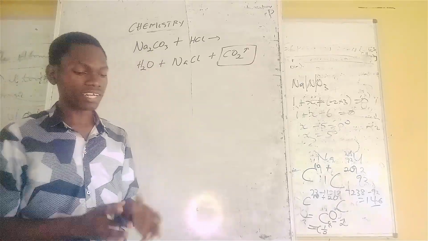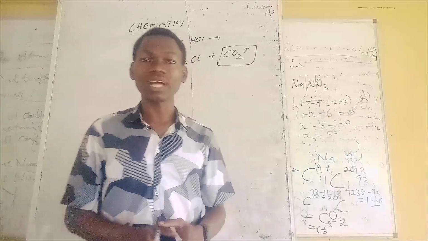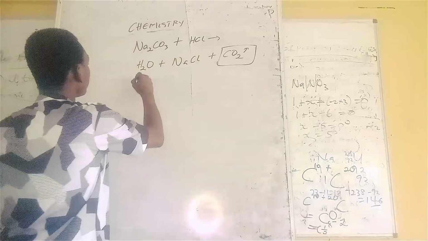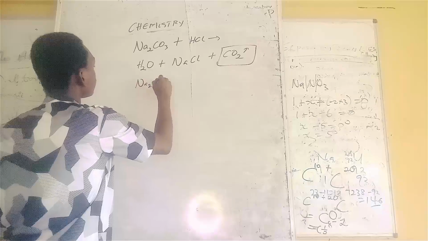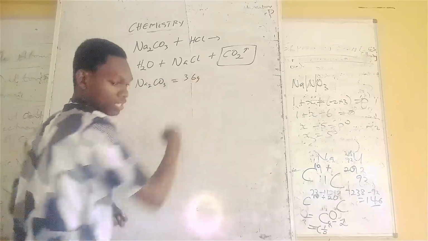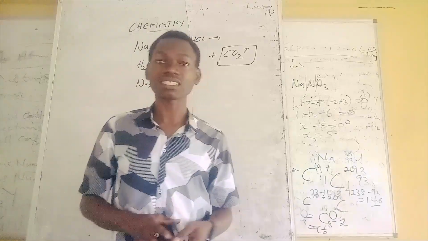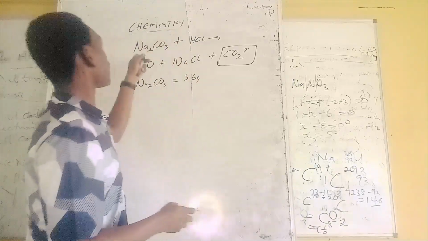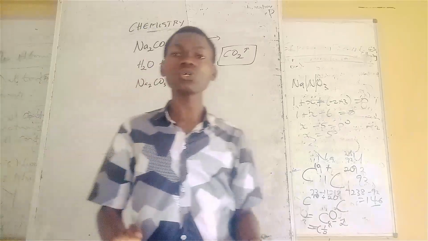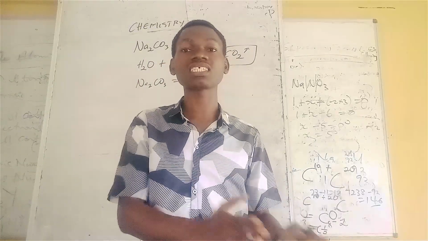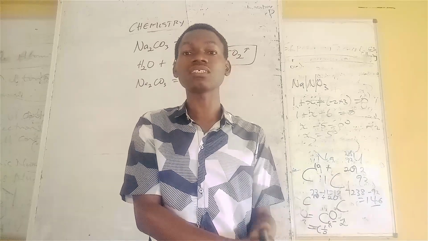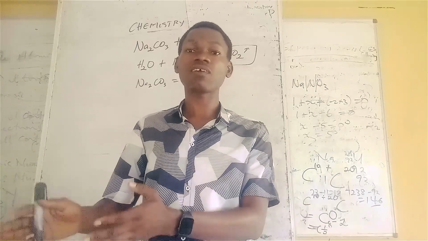Very quickly, if you look at the question, you will find out that we are given a mass, the reacting mass of the sodium carbonate is 36 grams, right? That is the mass. If it reacts with HCl to produce CO2, what will be the volume? So the question there is simply a mass-volume relationship: the mass of sodium carbonate relating with the volume of carbon dioxide.